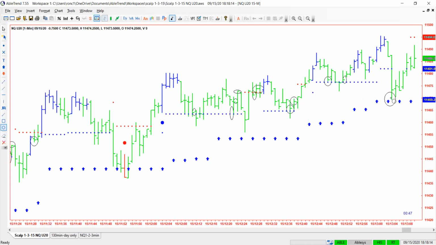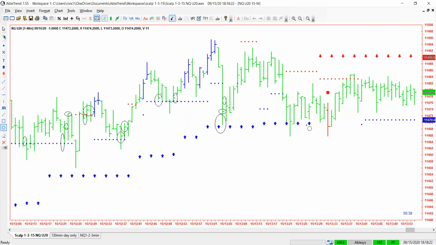Hits the blue arrow right here. Look at that. Hits the top of the arrow, closes right there. 1 minute later, winner. All day long, just banging out. Here, closes right at the arrow. 1 minute later, another $100. Winner.